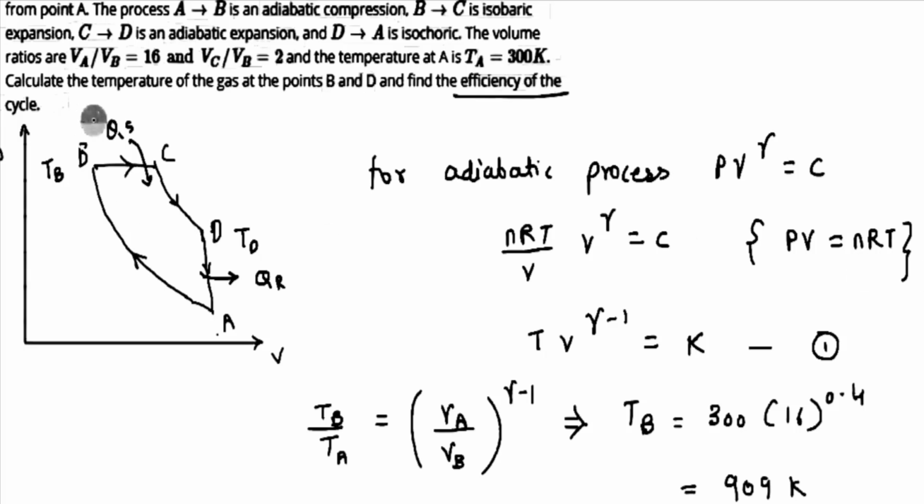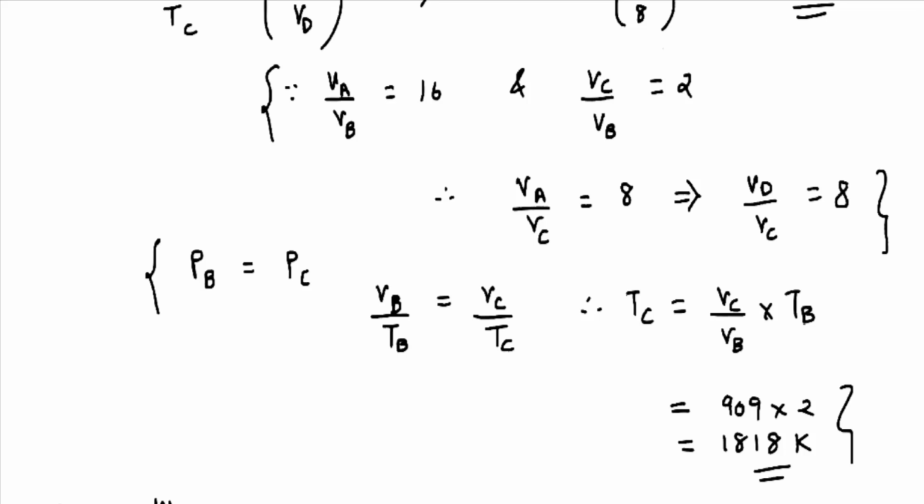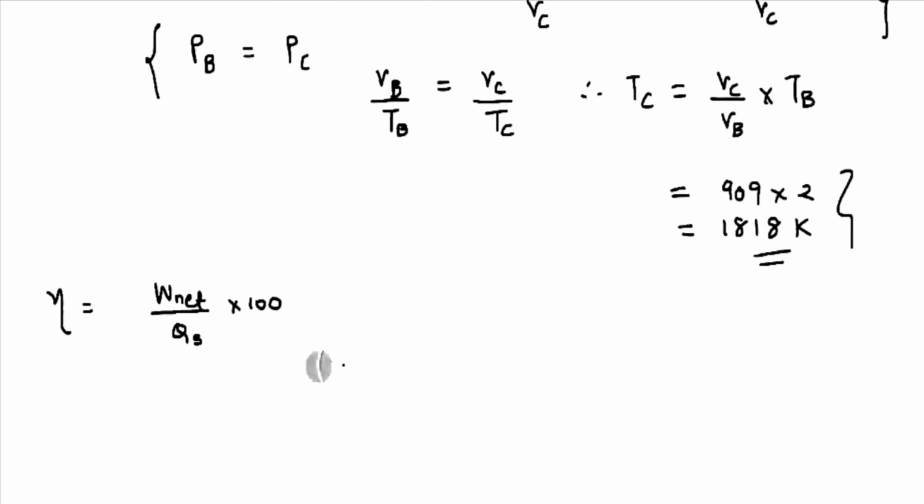So since heat supplied is during the isobaric process, we will write heat supplied as nothing but N Cp dT. Or this can be written as, since the number of moles N is given to be 1, Cp dT. dT will be Tc minus Tb.